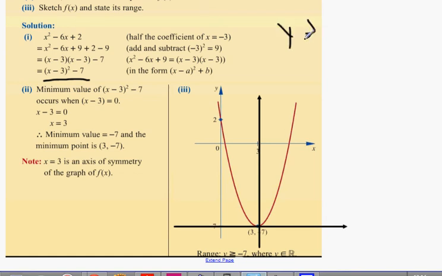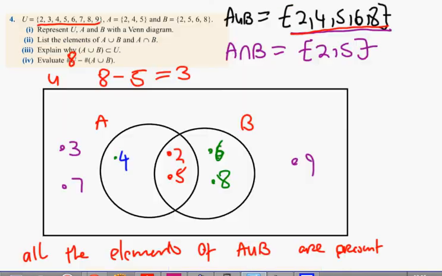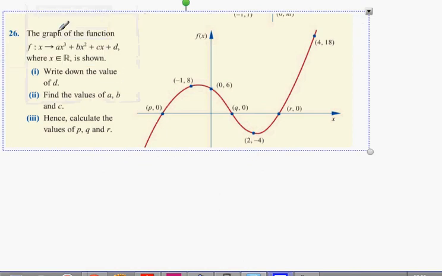Minus 7. Therefore, the range has to be bigger than minus 7. Alright, guys. That's the last one here.